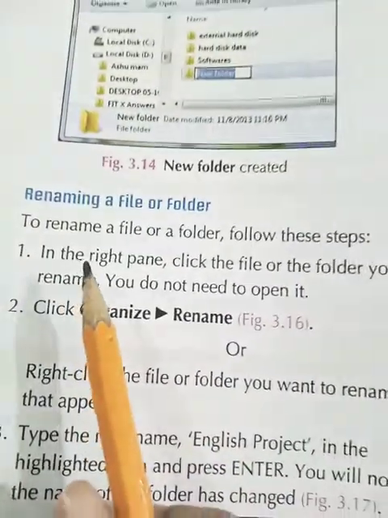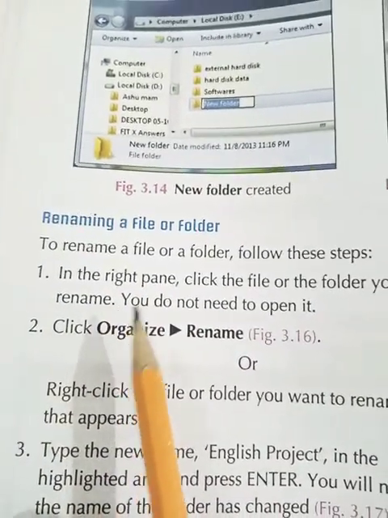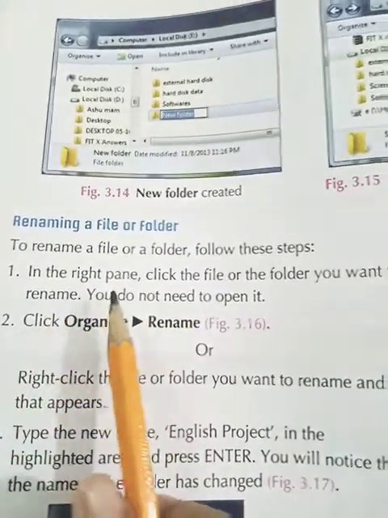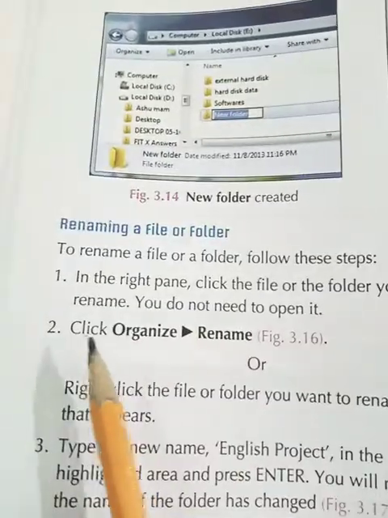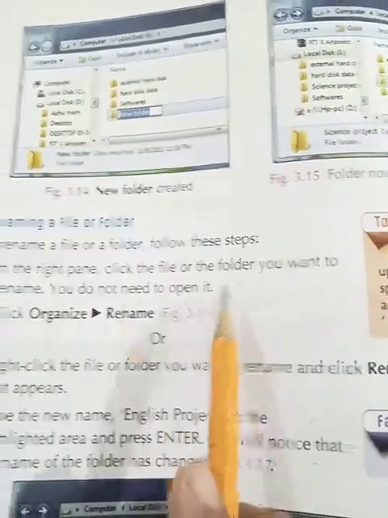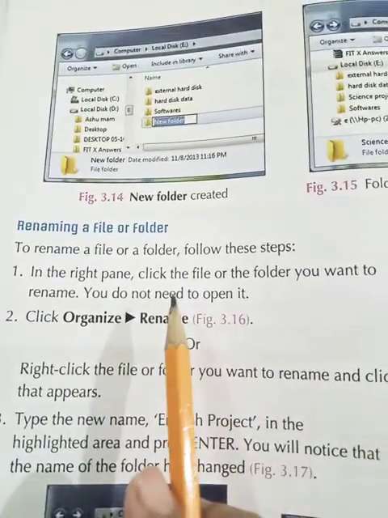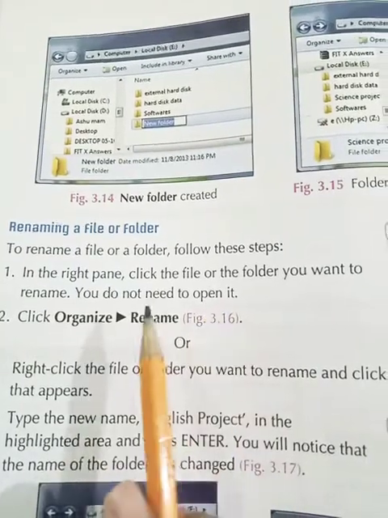So the next topic is renaming a file or folder. Renaming means that you want to change the name of a file or folder. To rename a file or a folder, follow these steps. Number 1. In the right pane, click the file or the folder you want to rename. You do not need to open it. Okay, just do one click on that file or folder which you want to rename.